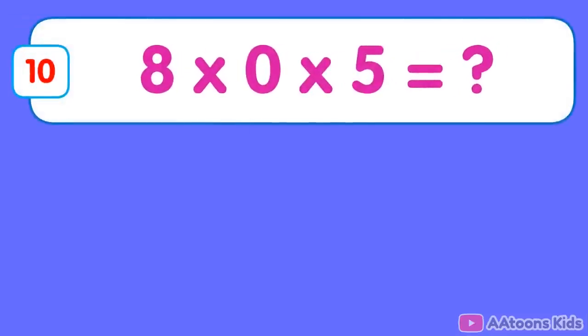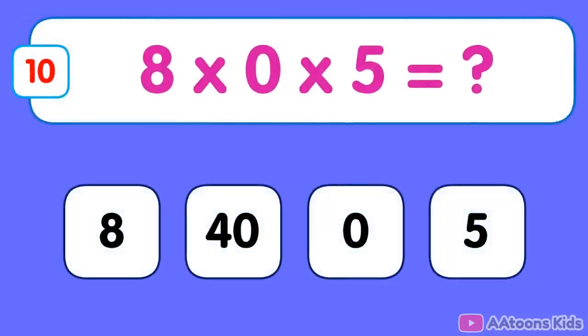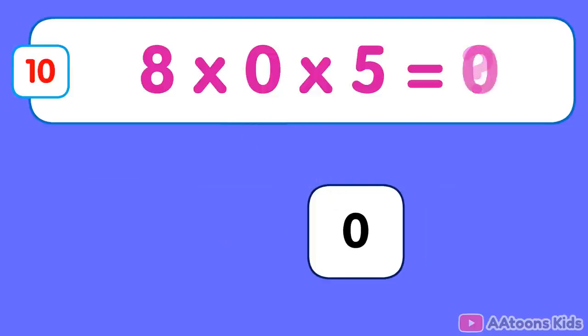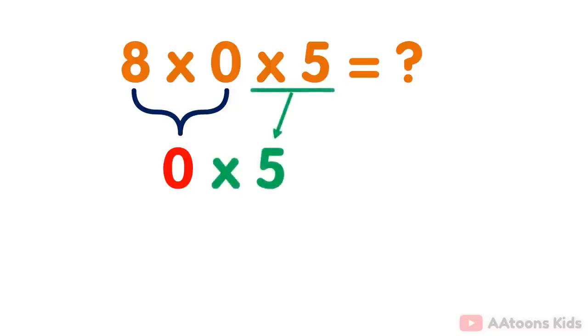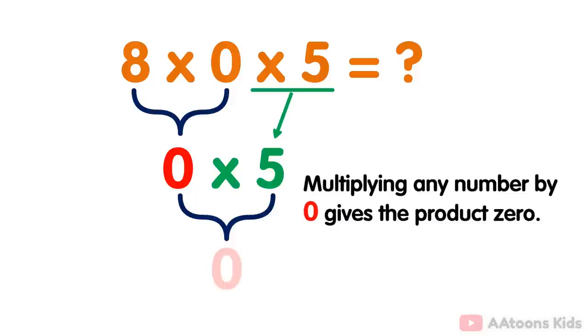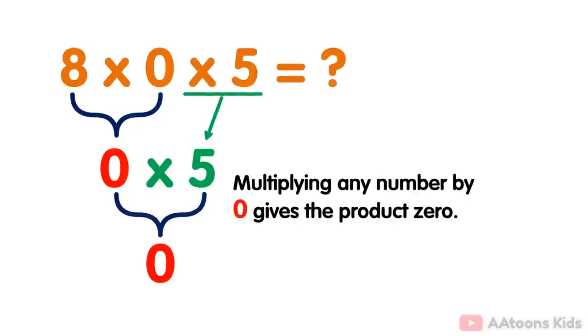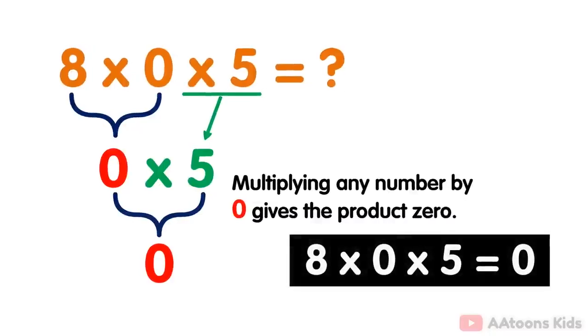8 multiplied by 0 multiplied by 5. 0. Simply multiply the numbers 8 and 0, which equals 0. Then you multiply the result 0 by 5. Multiplying any number by 0 gives the product 0. Therefore, the answer to 8 multiplied by 0 multiplied by 5 is 0.